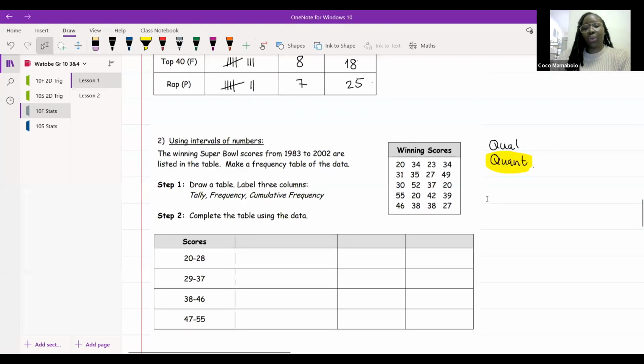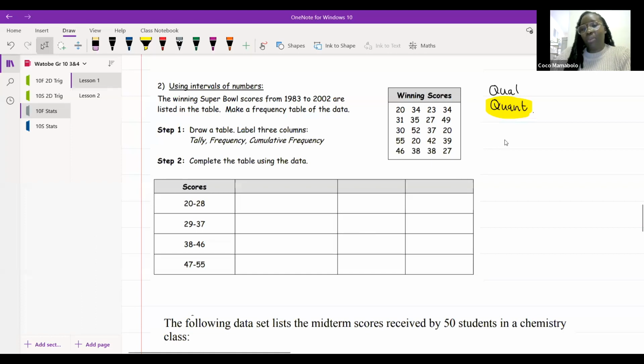Okay, so we're definitely using quantitative data here. Yes, Mateo, I won't, my sweetie, I won't.